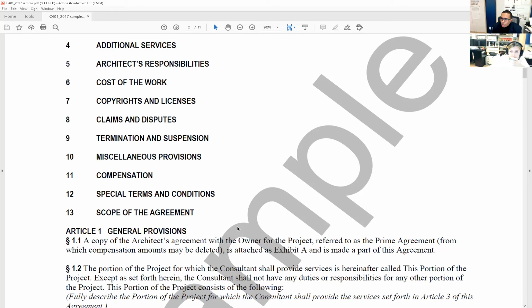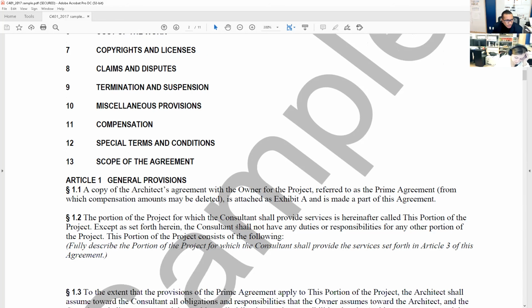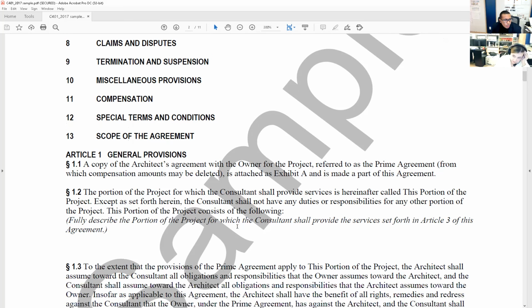Yes, it is the same amount of articles as in the B101, almost a one-to-one comparison between one and the other, but they're between the architect and the consultant. Okay, and Article 1, General Provisions, it says 1.1, a copy of the architect's agreement with the owner for the project, referred to as the prime agreement, capital P, capital A, from which compensation amounts may be deleted, is attached as Exhibit A and is made a part of this agreement. So the compensation amounts may be deleted because the consultant doesn't need to know what the architect's getting paid. That's none of his business, honestly, right?